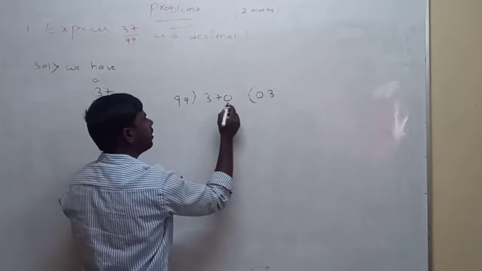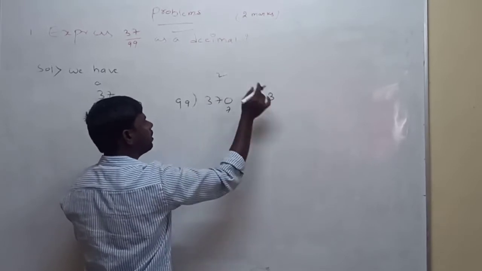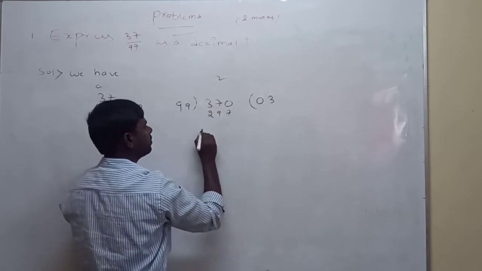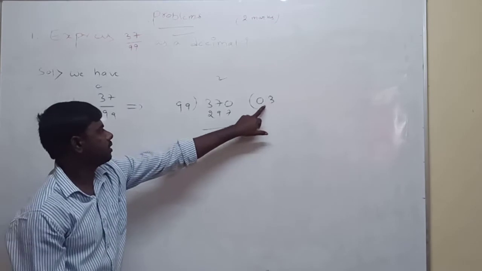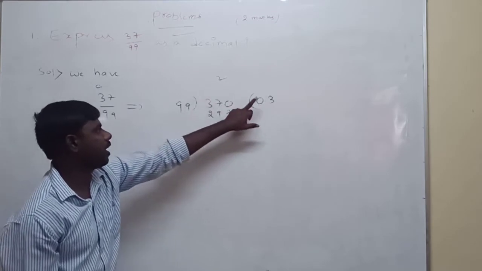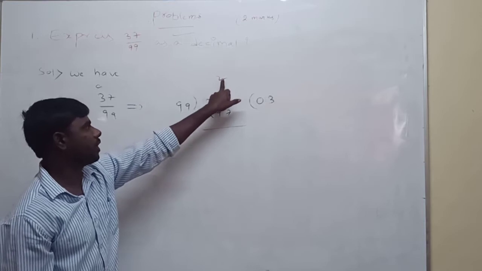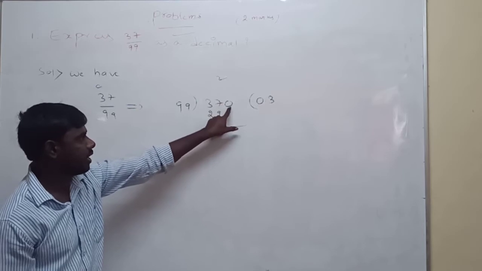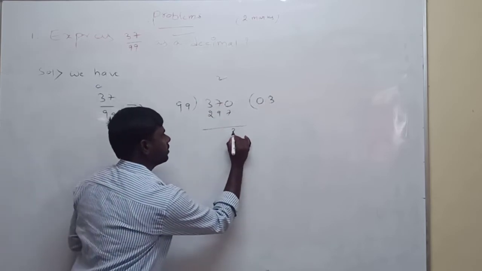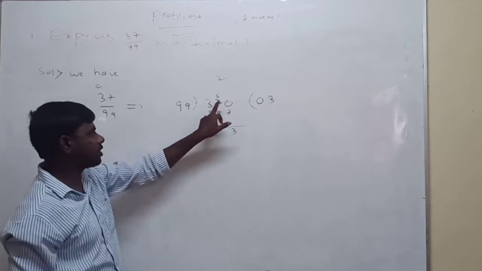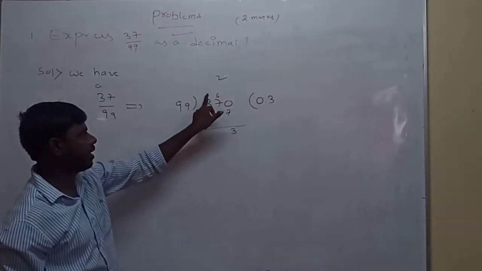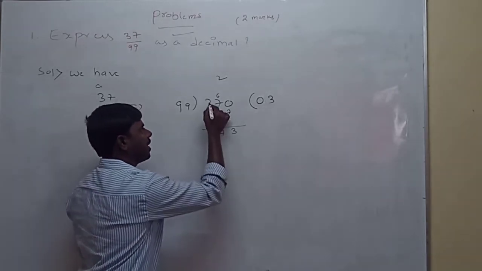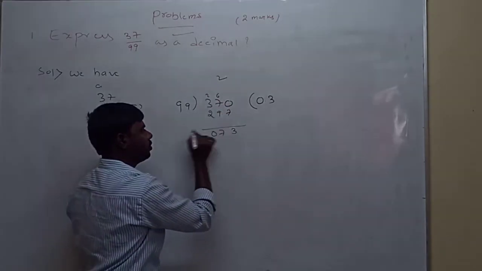So 99 into 3: 3 nines are 27, 2 is carried, 3 nines are 27, 27 plus 2 is 297. Subtracting: 0 is not subtracting from 7, so take 10. 10 minus 7 is 3. Next here 6 is there; 6 is not subtracting from 9, so take 10 plus 6, 16. 16 minus 9 is 7. The remaining only 2 is there. 2 minus 2 is 0.